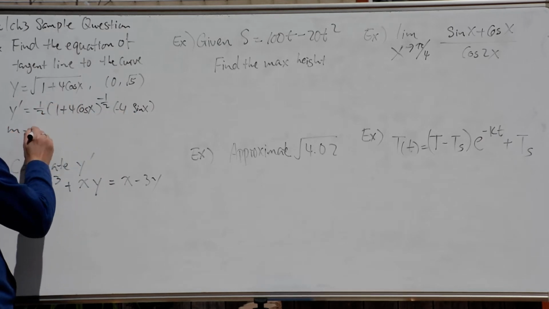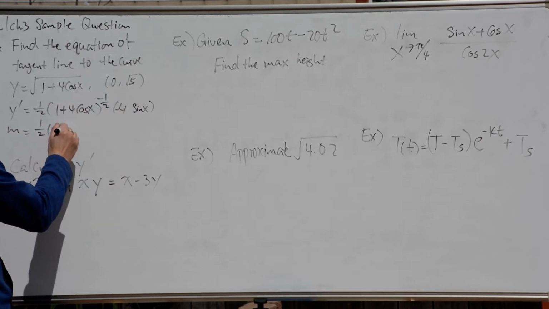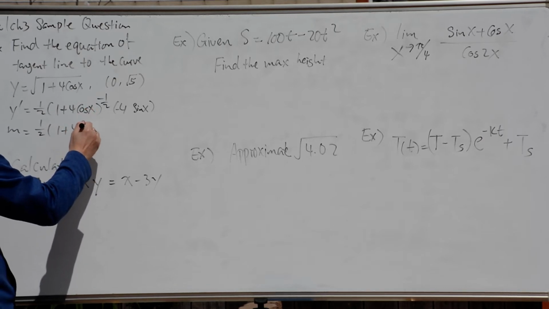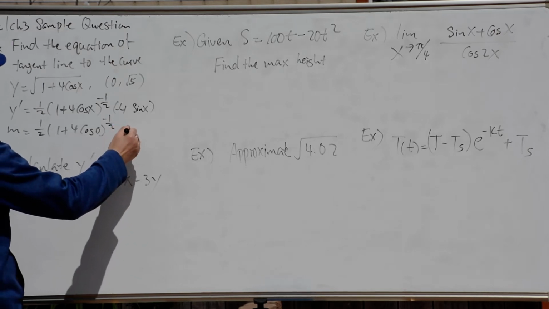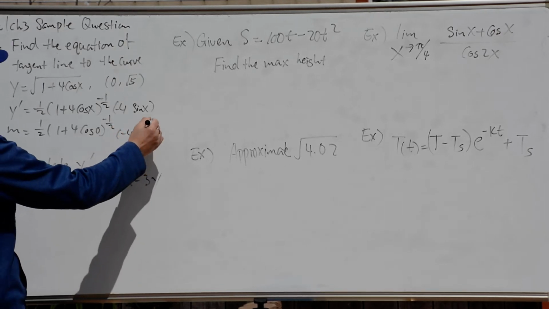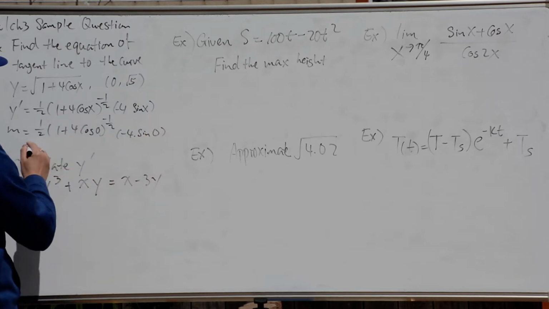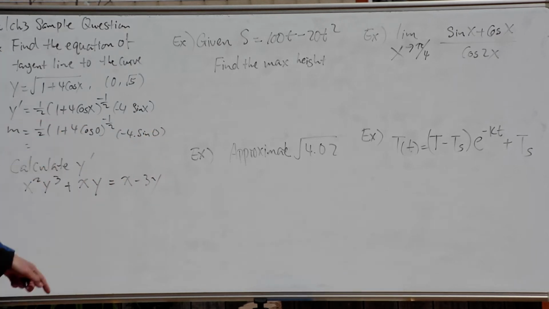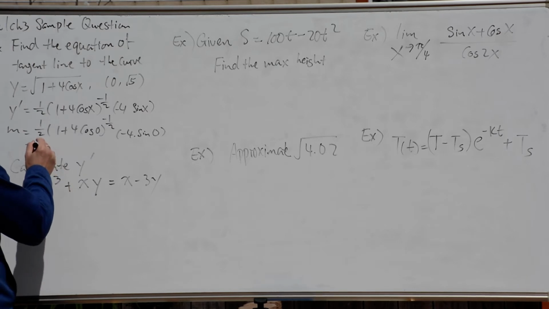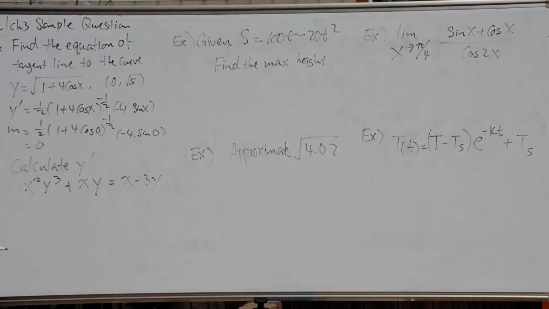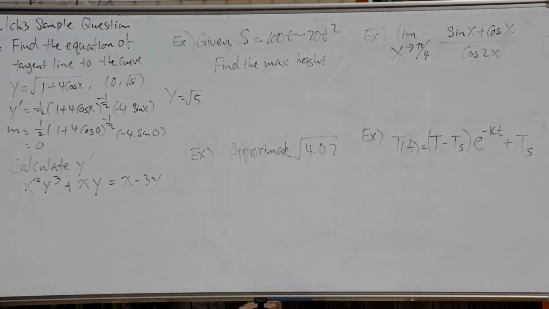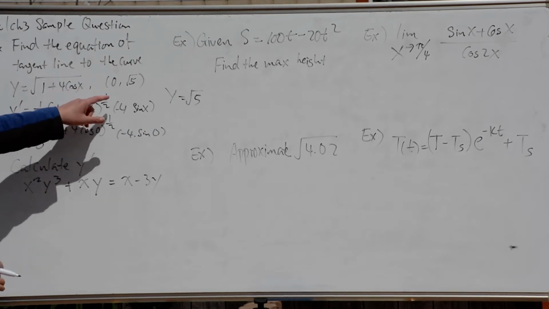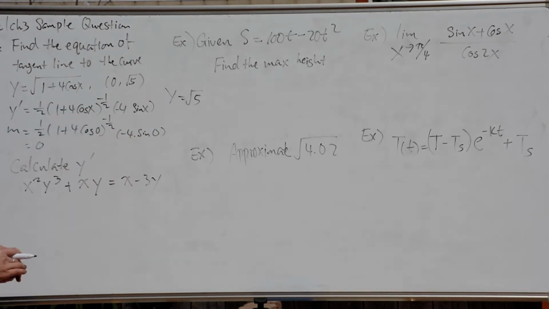So plug in that 0. We got 1/2 times (1 plus 4 times cosine of 0) to the power of negative 1/2, and then times negative 4 times sine of 0. Sine of 0 is 0, so it doesn't matter what the rest is. This slope is going to be 0. And it looks like the line for this one is y equals √5. Let's check that one more time. You just plug in 0 here, and this one turns out to be 0.